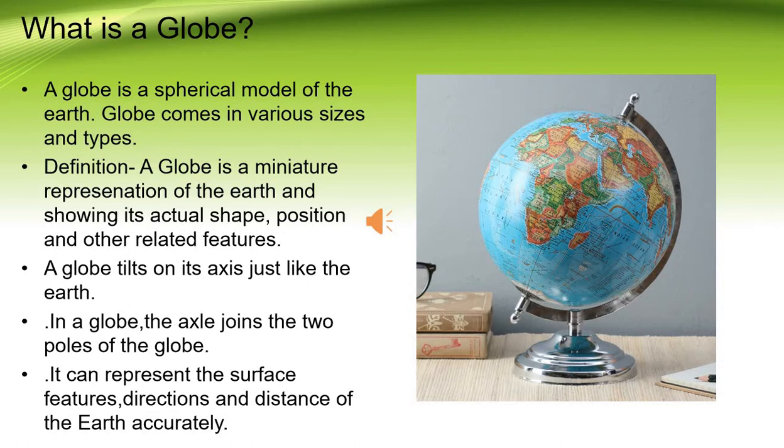A globe tilts on its axis just like the earth. In a globe, the axle joins the two poles of the globe. It can represent the surface features, directions and distance of the earth accurately.